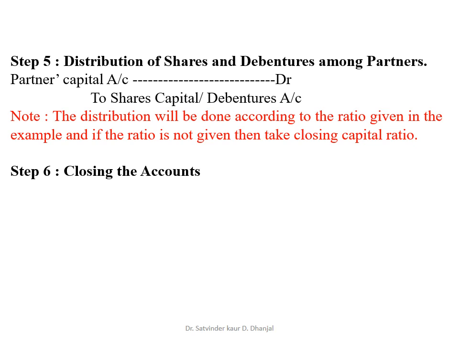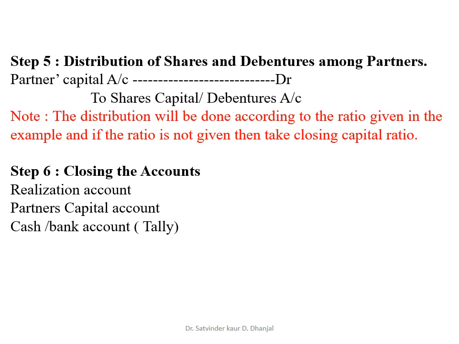Now comes step 6, closing the account. We are going to close the accounts. The first account which will be closed will be the realization account, and we will get a profit from this account that we will transfer to partners' capital account. Then we will close partners' capital account, and when we close it, we will get a balance which we will transfer to cash account or bank account, and at the last, cash and bank account will tally. So in this way our sum will be completed. So these are the 6 steps for solving an example of conversion or sale of partnership firm.